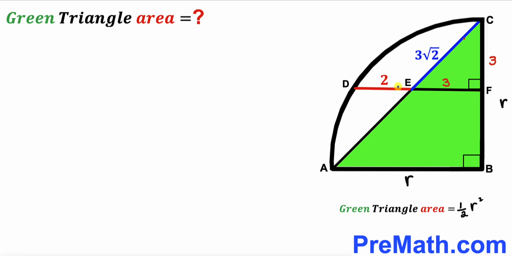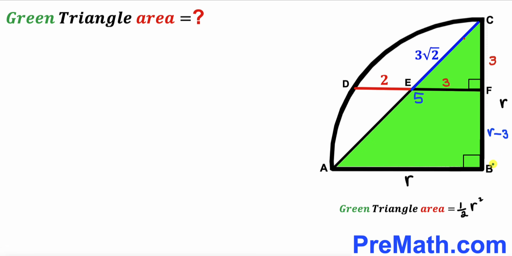And now let's make an observation. We can see that this whole segment DF length is going to be 2 plus 3, which gives us 5 units. And likewise, we know that this whole side BC length is lowercase r. And this segment CF length is 3. So therefore, this segment BF length has got to be lowercase r minus 3.